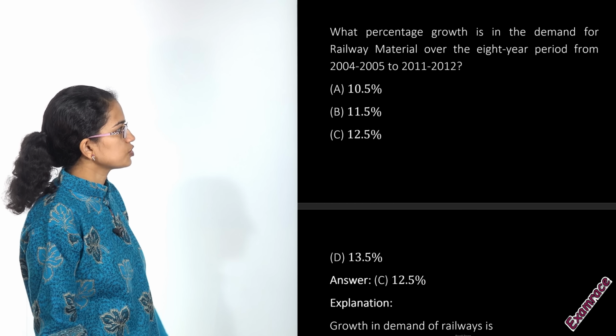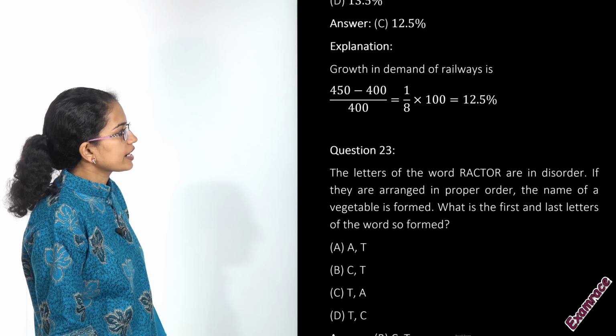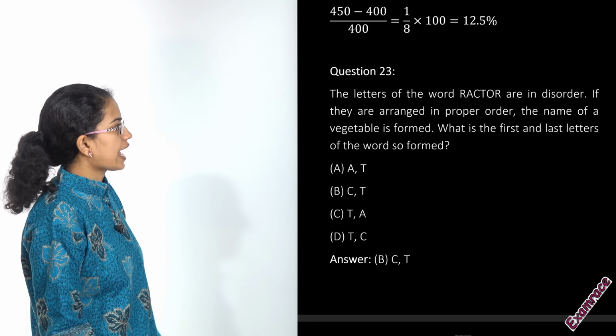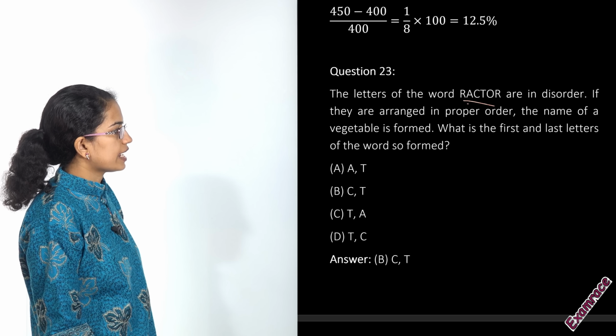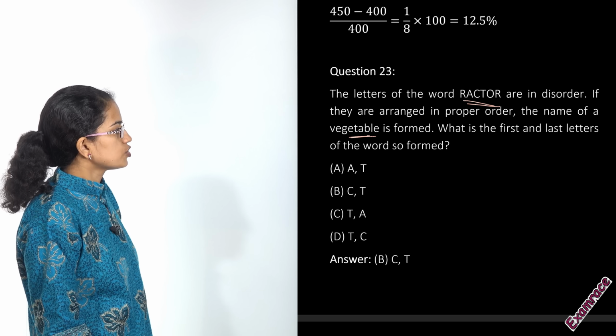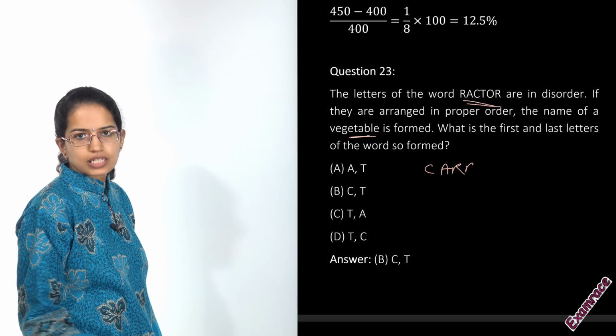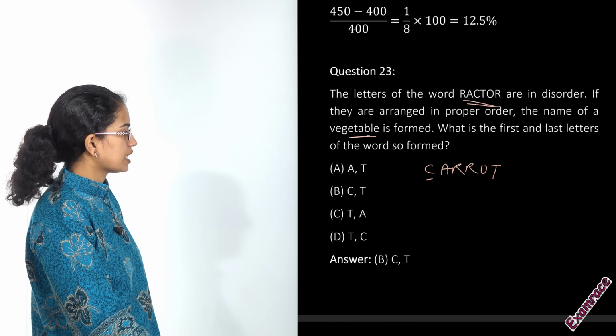The next question is, you have the word raptor. Arrange it to form a vegetable. So carrot. Carrot is the vegetable that I can form from this word. So C is the first letter, T is the last letter. A very direct question that was there.